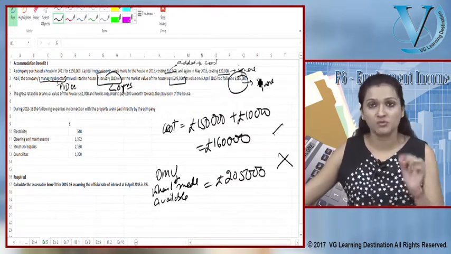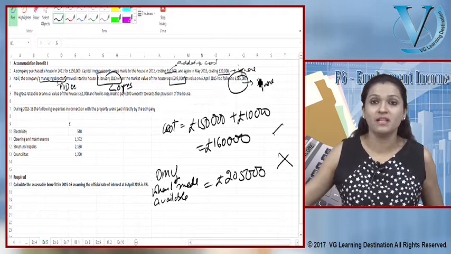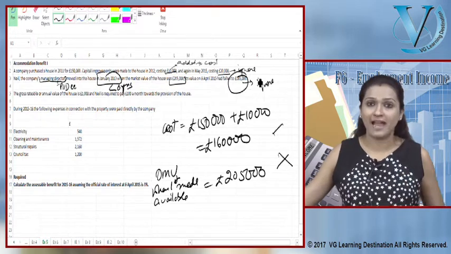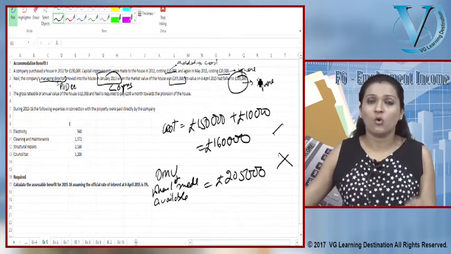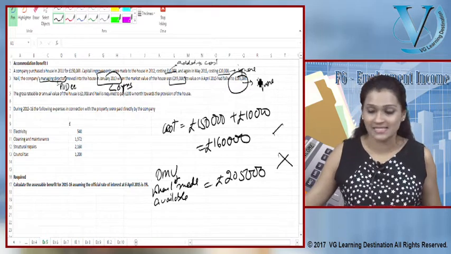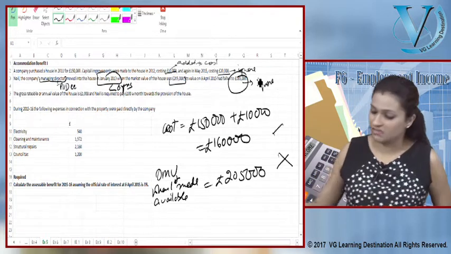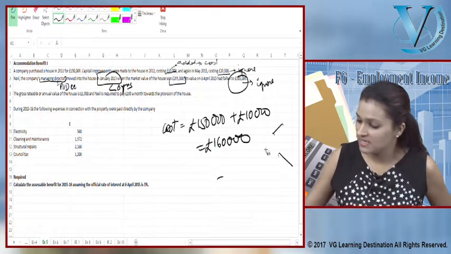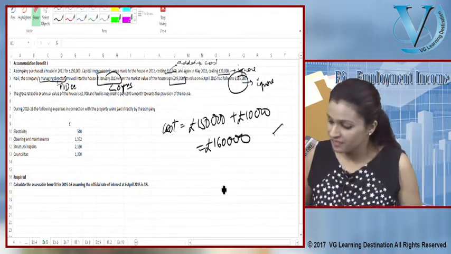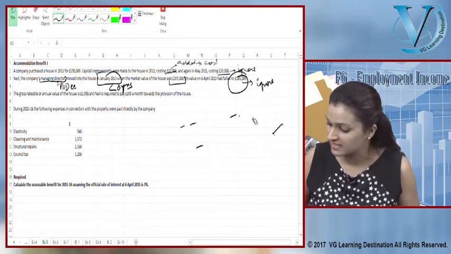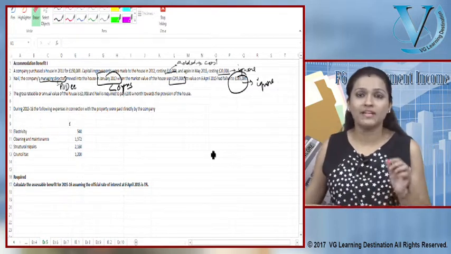So let's not get confused. We know it is either going to be the cost or the open market value when first made available, depending upon whether it has been less than 6 years or more than 6 years. In this case it has been less than 6 years because it's January 2013. So we are going to make use of the cost of £160,000, and this open market value becomes irrelevant to us for this question. We are ignoring the value which has been given purely to confuse us.